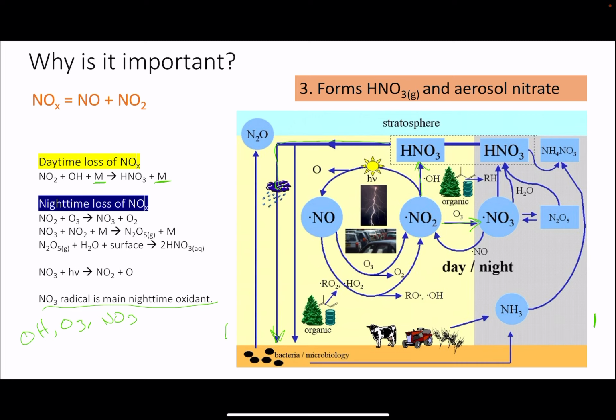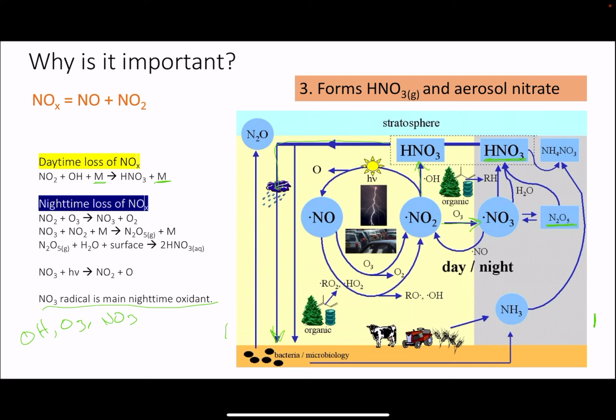The other thing that happens is once you have the nitrate radical present, it reacts with NO2 to form this N2O5 species. N2O5 is a gas that then combines with atmospheric water to form aqueous nitric acid. And so again, you end up with NOx converting to nitric acid, but through a very different chemical mechanism at night than it does during the day.